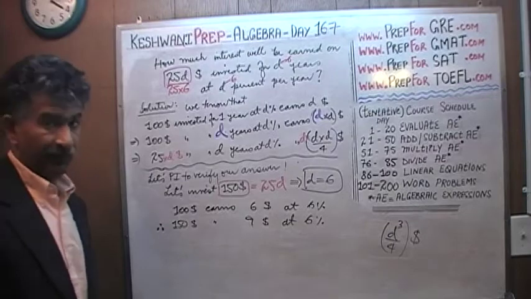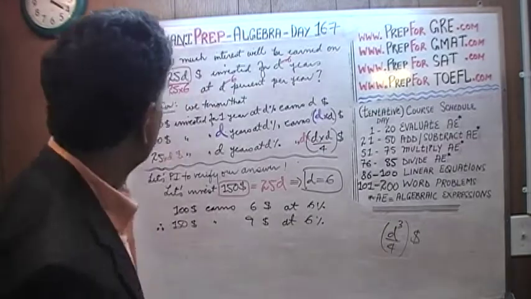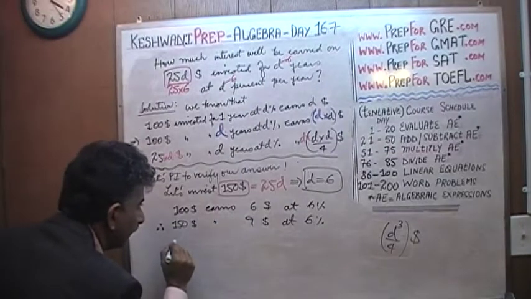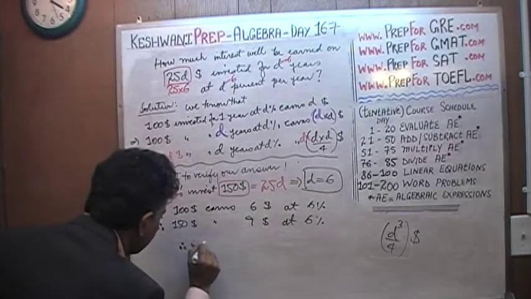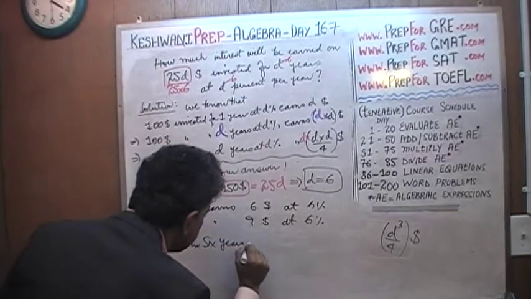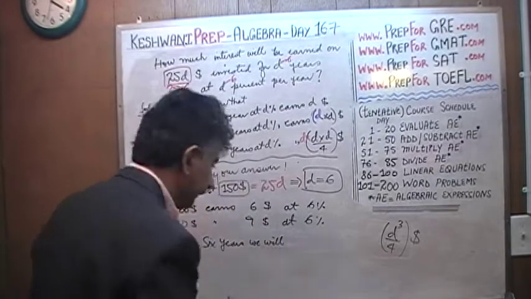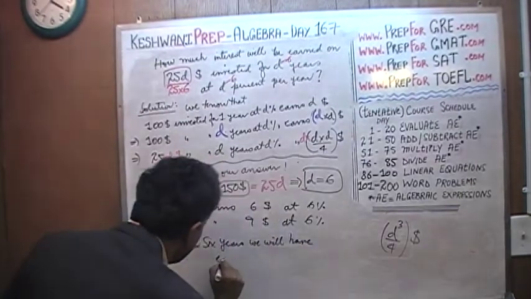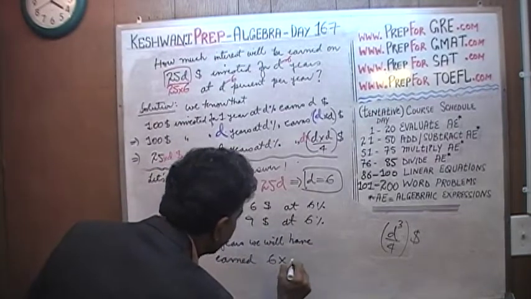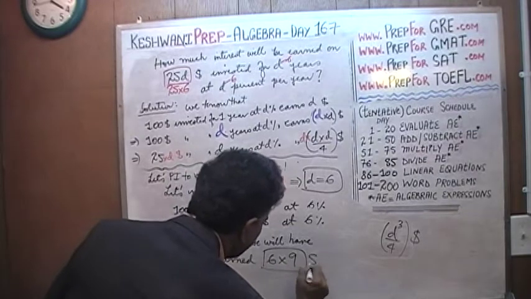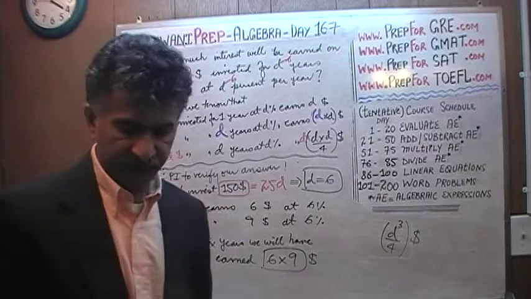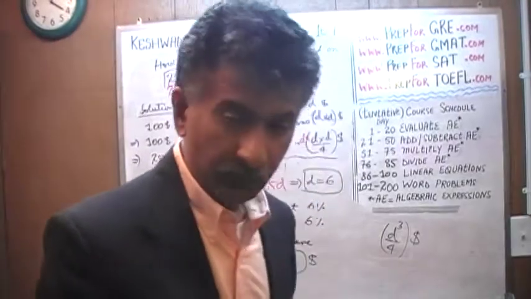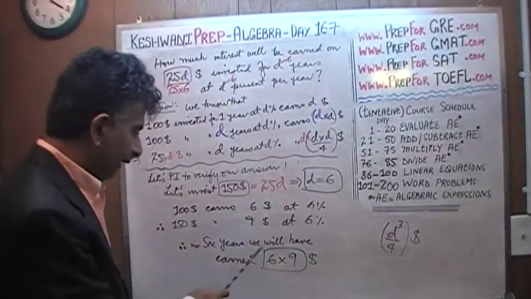So that's 1 year. Are we investing for 1 year? No, we are investing for D years, 6 years. Therefore, in 6 years, we will have earned 6 times that amount, 6 times $9. Voila. That's our answer, 6 times $9. Because $9 is what we earn in 1 year, and since we are investing for 6 years, we'll earn 6 times that amount.